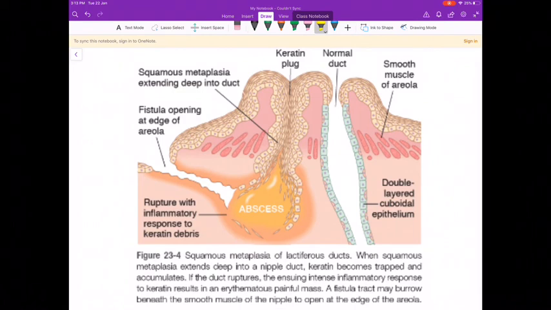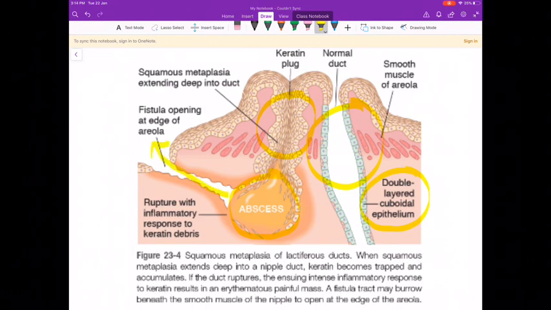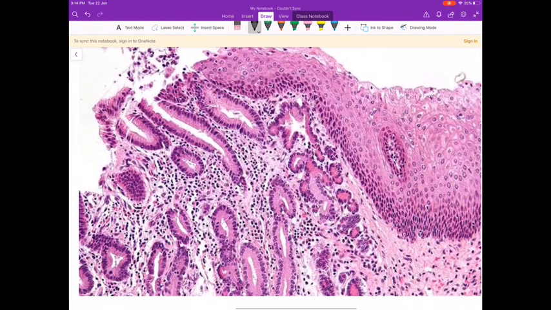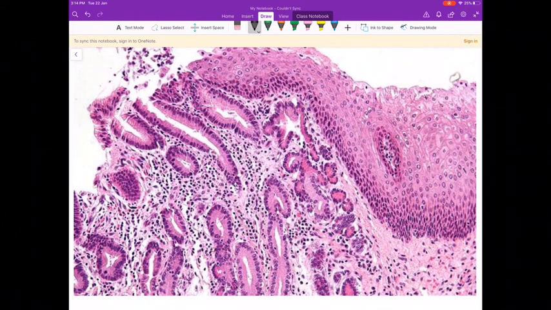Zuska's disease, recurrent periductal mastitis: normal duct which is double layered, cuboidal and the basal myoepithelial cell. Another duct which is showing metaplasia, squamous epithelium keratinizing. Keratin will form abscess and abscess will come out in the form of fistula. This disease is known as Zuska disease, seen in the young female who are chronic smoker and deficient for vitamin A.